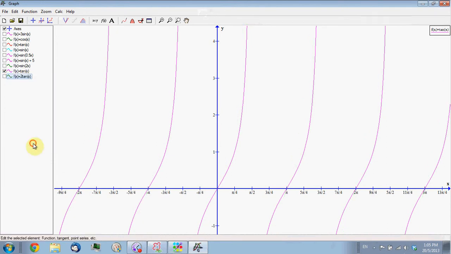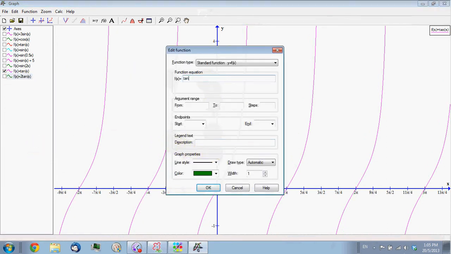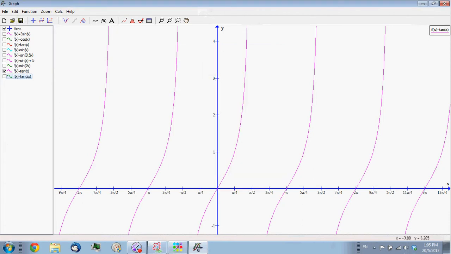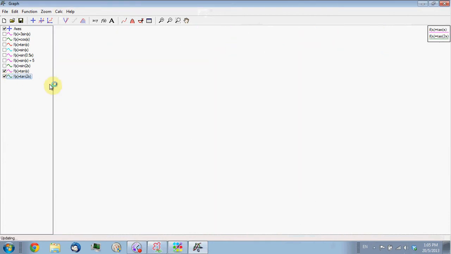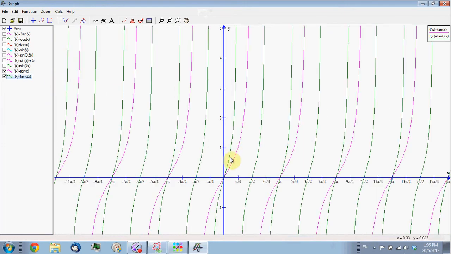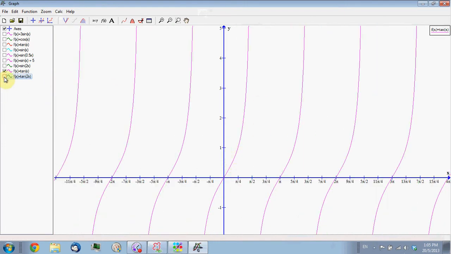What if I change this to tangent 2x? You see that it just repeats twice. So let me zoom out to show you. Originally the pink one, look at the pink one.